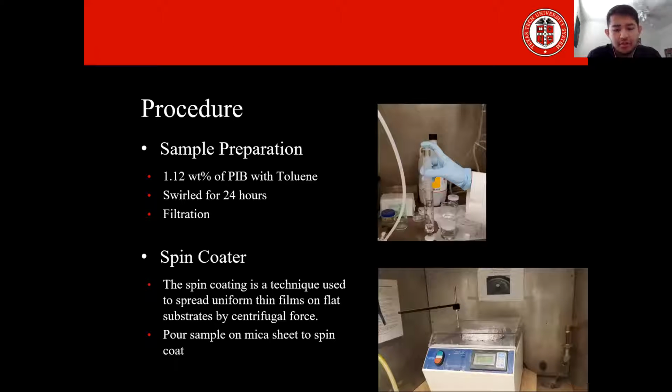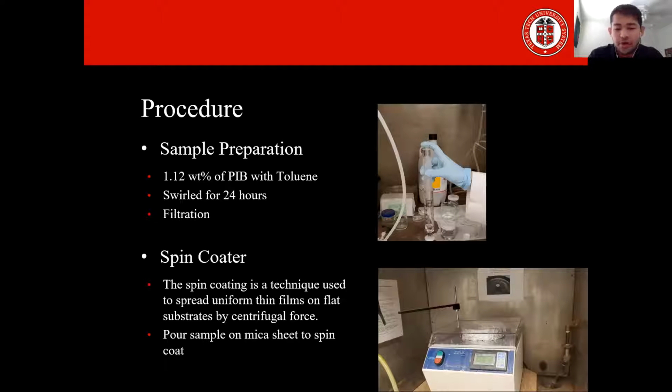So, the procedure of the research. Firstly, I had to prepare the sample, 1.128% of polyisobutylene with toluene. After the creation of the sample, it had to be swirled for 24 hours in a swirler. And after that was completed, I had to filter the sample so that there are no dust particles or any other remains of toluene left.